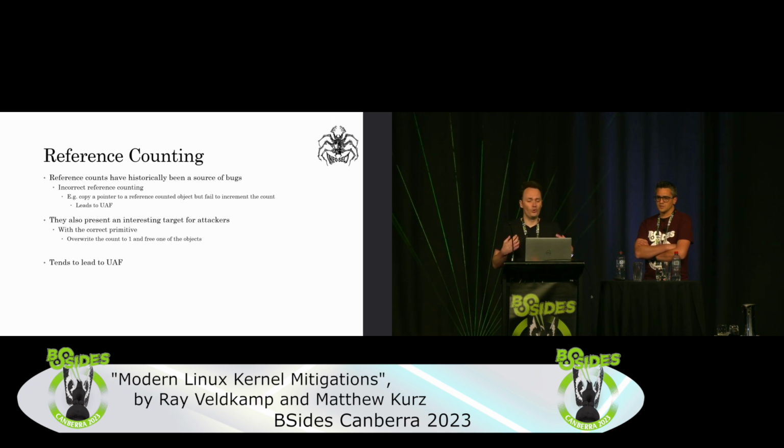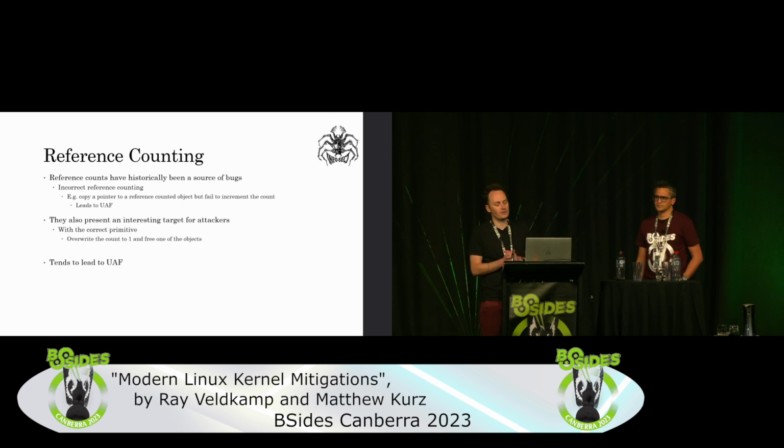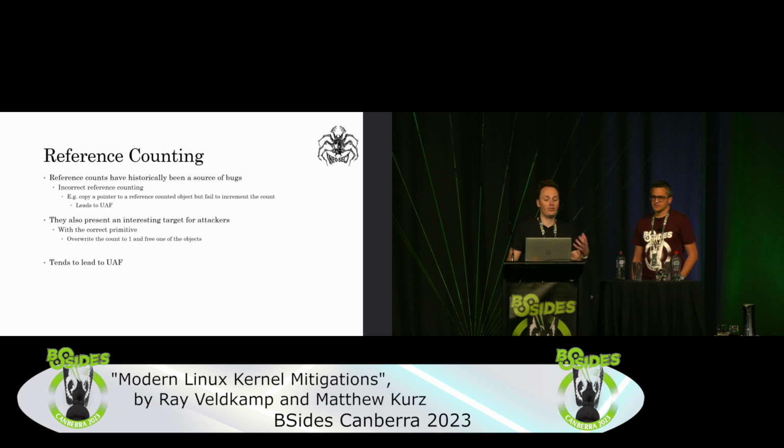Reference counts also present an interesting target for attackers if the attacker has the correct primitive. So if I, as an attacker, have the ability to overwrite or influence the reference count of another object, what I can do is make that count lower than it actually is. And what that allows me to do is synthesize a use after free that I could then possibly exploit.